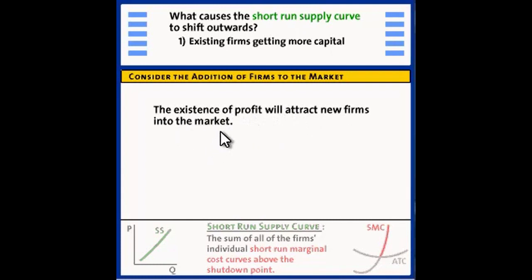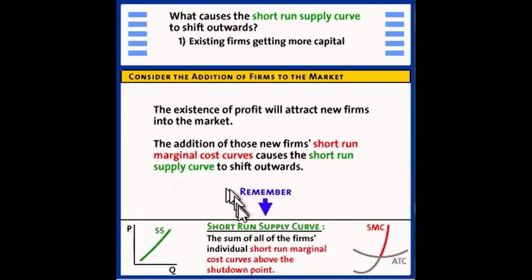It's that simple. So what causes the green curve to shift around? There are two things. The first is a change in the fixed inputs of our given firms, our existing firms. The second is adding new firms. You can consider the process in reverse. If firms leave the market, the short-run supply curve shifts inward.